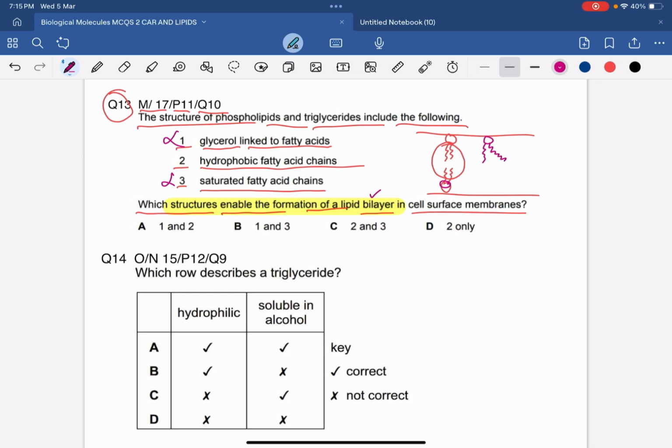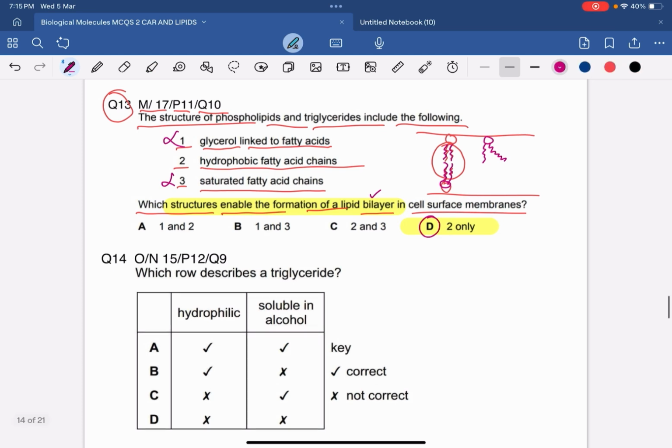So it is not necessary to be a saturated fatty acid chain. Then hydrophobic fatty acid chain. Yes, the two hydrophobic fatty acid chains will face towards each other, right? And the lipid bilayer will be formed. So hence the correct answer for this MCQ is option D, which is 2 only. I hope that this MCQ is clear to all of you. Why basically is it the hydrophobic fatty acid chain?